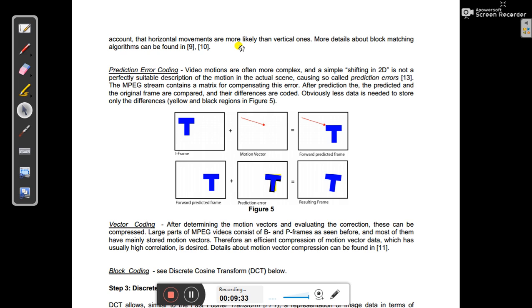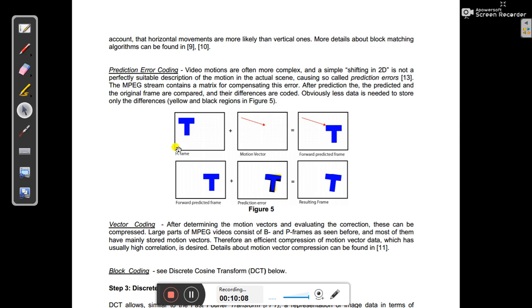So in this scenario you can see this is the I-frame, and this arrow is the motion vector. The forward predicted frame means it might go there, and again forward predicted, this is the forward predicted frame plus prediction error, and the resulting frame is this one. So the prediction error is somewhere around this much. In that way, having the prediction error, we get the resulting frame.